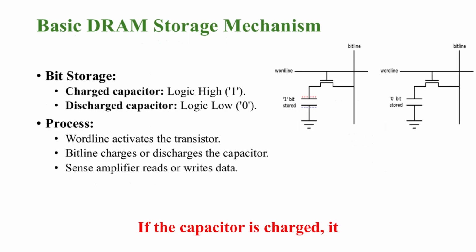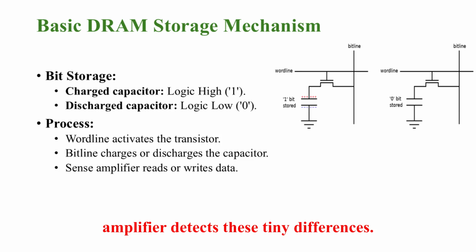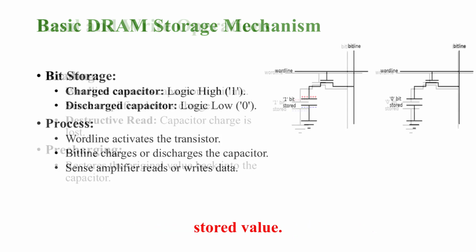Here's how DRAM stores a bit. If the capacitor is charged, it represents a logic high or 1. If it's discharged, it represents a logic low or a 0. When data is stored, the transistor is activated by a word line connecting the capacitor to the bit line. Through this connection, the capacitor is either charged or discharged. The sense amplifier detects these tiny differences in charge to determine or modify the stored value.